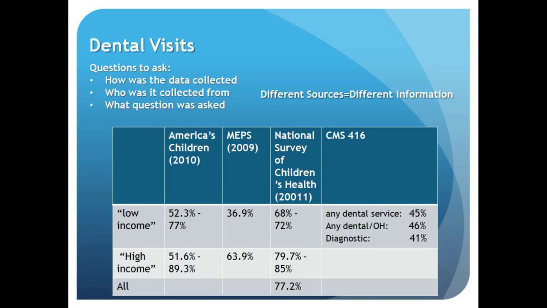And as you can see, America's children, you can see the wide variation. If you look at the MEPS data, which is based on expenditures, you can see that for low-income children, it's almost 37%. High-income children, about 64%. However, if you look at the National Survey of Children's Health, which was a parent survey, you can see that 72% of low-income families reported having seen a dentist.